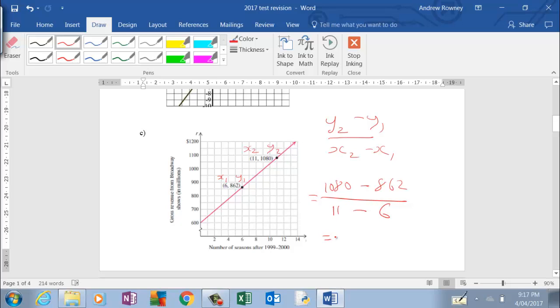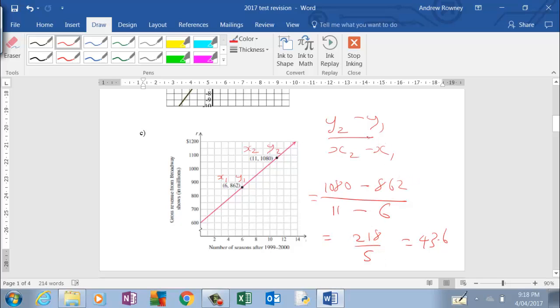Now if you do that on the calculator, you get 218 on the top and 5 on the bottom, and so when you divide that, you could go to a decimal, 43.6 on the calculator, or just leave it as a fraction.